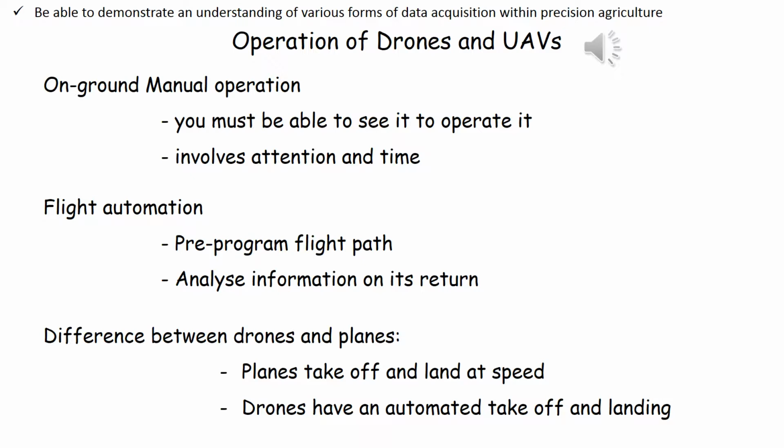The difference between drones and planes. Planes require speed to both take off and land. They also require a longer runway area. Drones have an automated takeoff and landing, and that can also have manual override, but it's a case of they either just go up or they go down. Unless it's a fixed wing drone where you might physically have to throw it into the sky, it still has an automated takeoff. Once you've launched it, it's on its way.